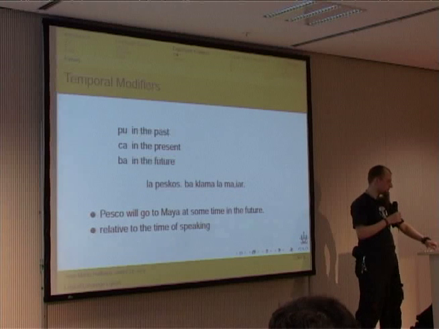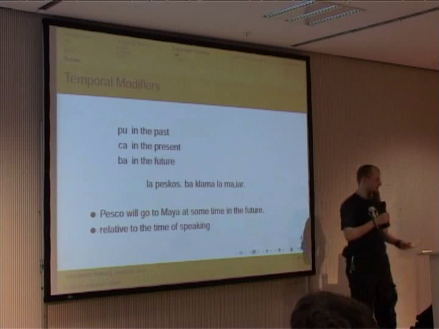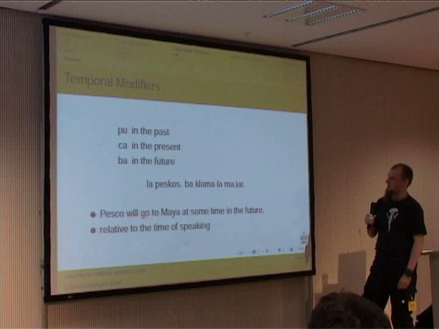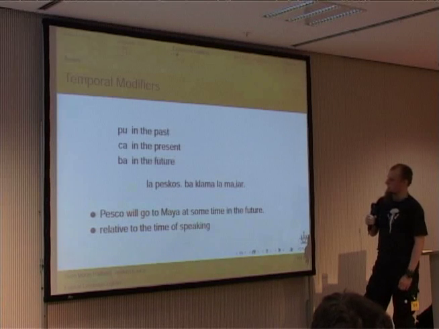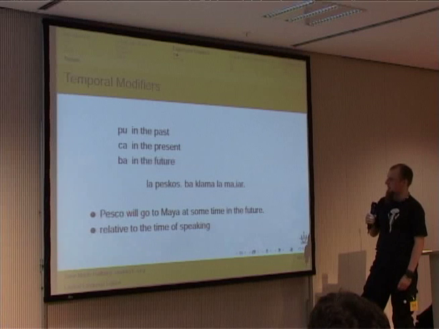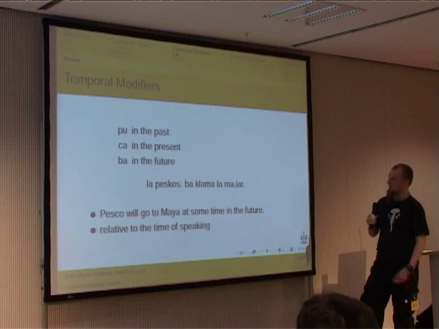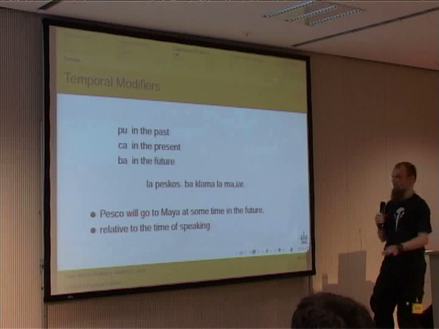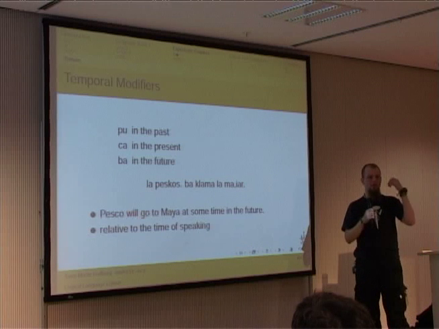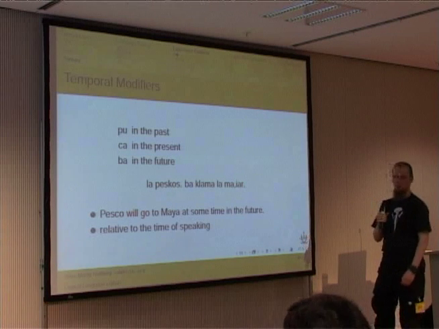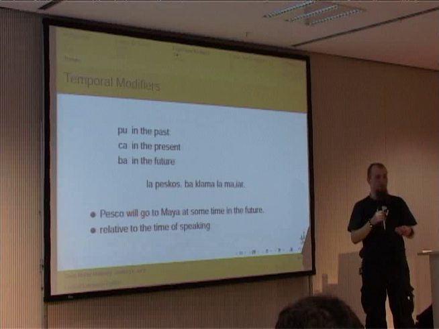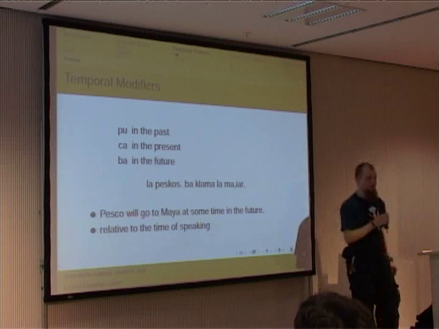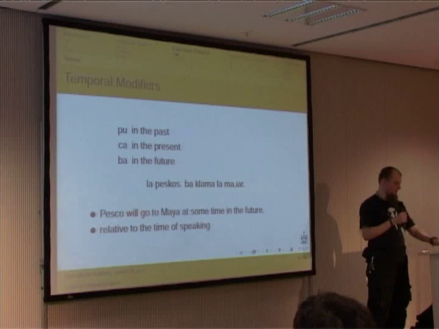So, as an example, let me tell you the basic temporal modifiers. Pu for past, ca for present, and ba for future. So if I say la peskos ba klama la maya, it means that I will be going to Maya at some point in the future. It doesn't say specifically very soon or very, very late. It just says it's in the future with respect to the point of time at which I'm expressing this. So when I say it now, it means tomorrow or something, and if I say tomorrow, it means the day after or whatever.